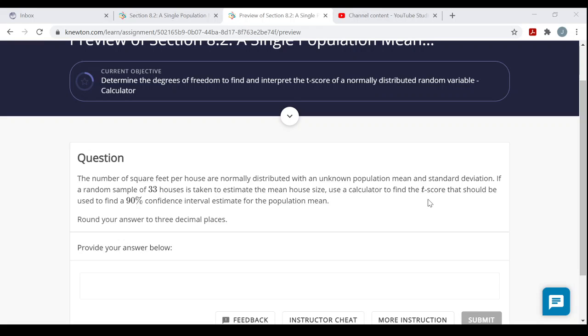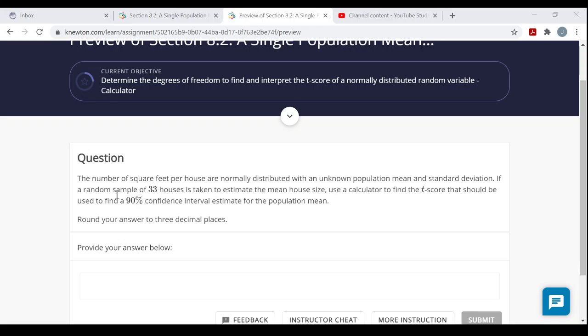function on the calculator. Alright, so here the number of square feet per house are normally distributed with an unknown population mean and, again, unknown standard deviation. So we're dealing with the student's t distribution, not the standard normal or z distribution. That's when sigma was known.